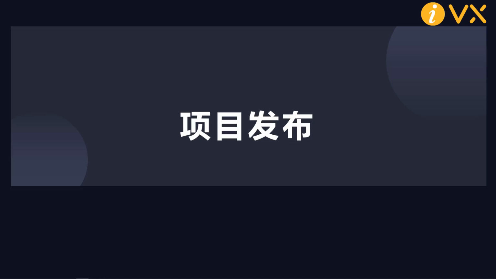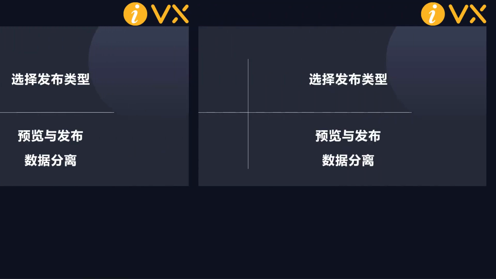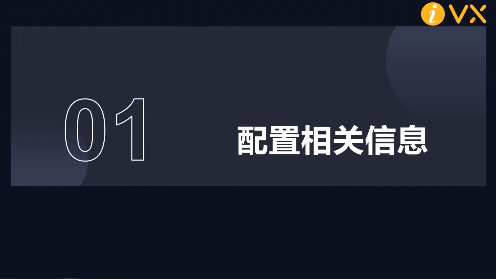In this course, we will learn the process of project build. The project build process mainly includes the following four contents. First, we will configure the relevant information according to the content of our build, and then we will select the type of build we want to build. Then we have to go to the workbench to carry out a release for the project. Finally, we need to understand the data separation between our ULON and build.